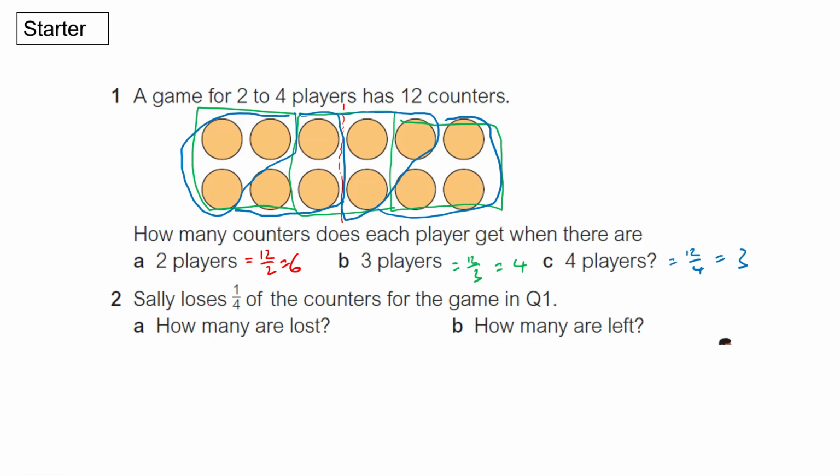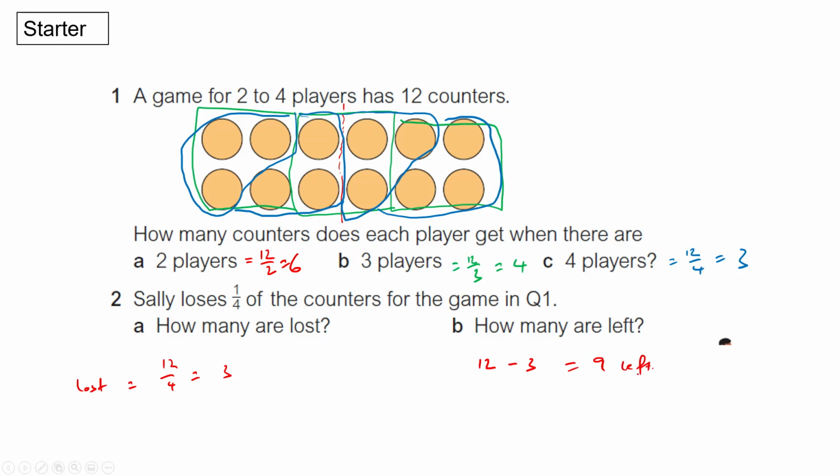And question 2. Sally loses a quarter of the counters for the game in question 1. How many are lost? We've got 12. She loses a quarter of them. Then that's 12 divided by 4. So she's lost 3 of them. How many are left? Well, if you start with 12 and you lose 3, 12 minus 3, which is equal to 9 are left.